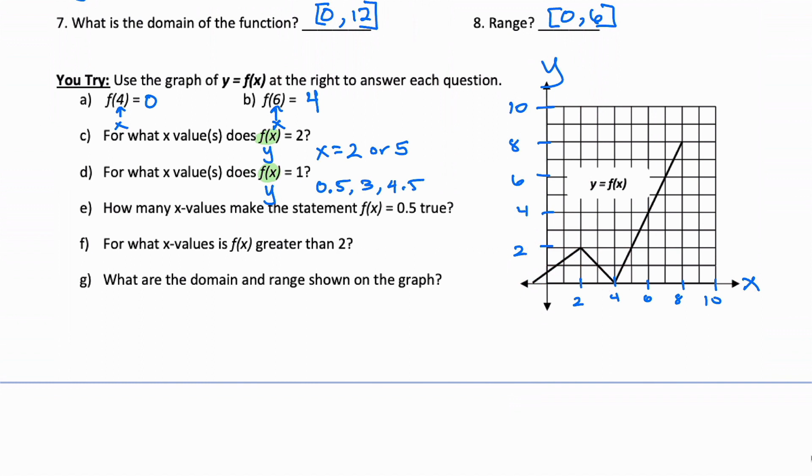How many x values makes the statement f of x equal to 0.5 true? Again, they gave you an f of x. An f of x is a y value. How many times, not when, but how many times does your y value equal 0.5? Well, here's 0.5. And it happens right away here. That's once. Here's it touching at 0.5 again. That's twice. Here's it touching at 0.5. That's 3 times. So it looks like it happens 3 times. They're not asking you where it happens. They're asking you how many times does it happen.